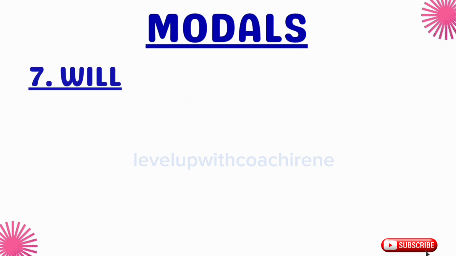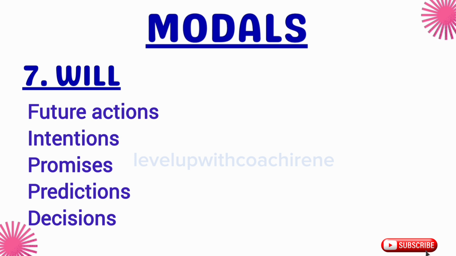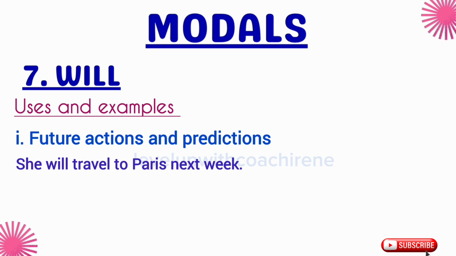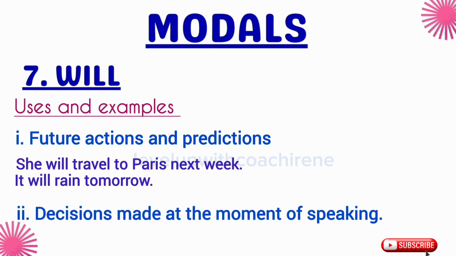Number 7, will. Will is a modal verb in English, primarily used to express future actions, intentions, promises, predictions, and decisions made at the moment of speaking. It is one of the most common modals in English. The uses of will include: number 1, future actions and predictions. For example, she will travel to Paris next week. It will rain tomorrow.